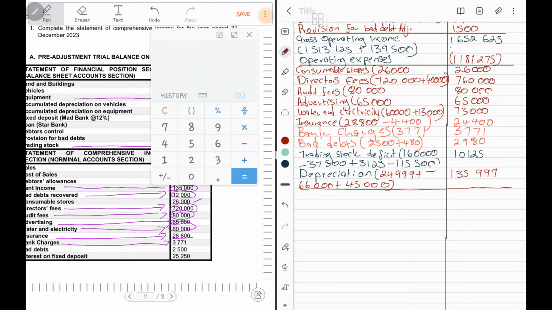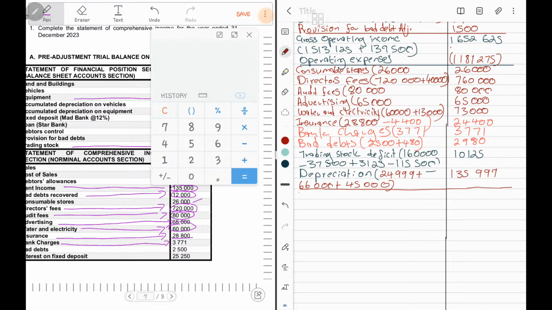So I'll just recalculate for the last time to confirm. 135,999 plus 10,125 plus 2,980 plus 3,771 plus 24,400 plus 73,000 plus 65,000 plus 80,000 plus 760,000 plus 26,000. Yeah, then that is the final amount there.